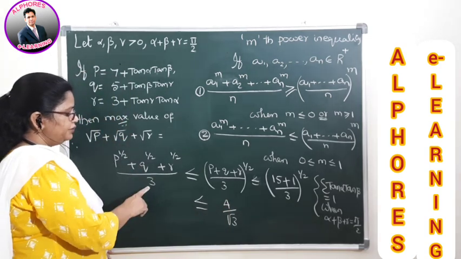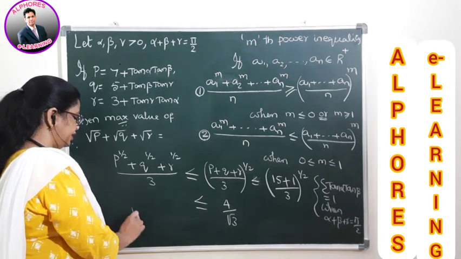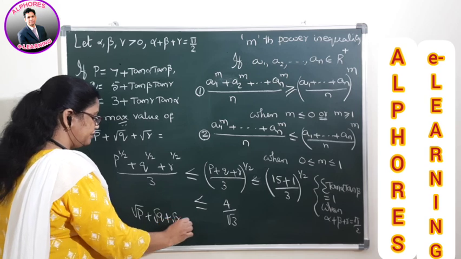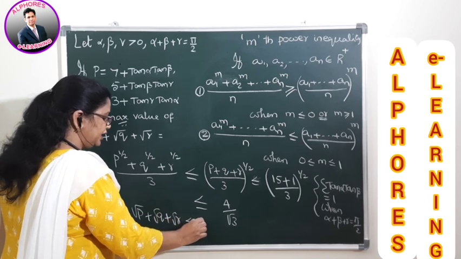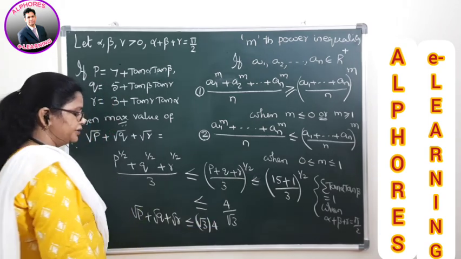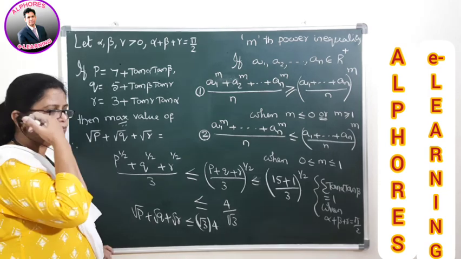Now, if you do cross multiplication, then what about our answer? Root P plus root Q plus root R is nothing but less than or equal to 3 times, which implies root 3 into how much? It is 4. So this is the maximum value which we got, root 3 times 4 as the maximum.